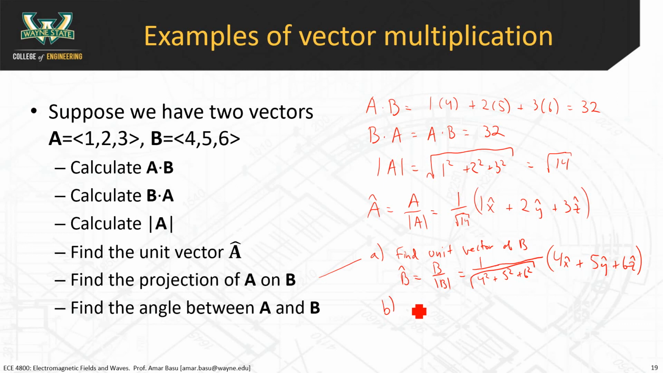And now you find the component of A on B. Okay, and that is just equal to A dot B over the magnitude of B. So this is equal to 32 over the magnitude of B we found was, we never solved it, but I'm just writing it down here real quick, 4 squared plus 5 squared plus 6 squared.